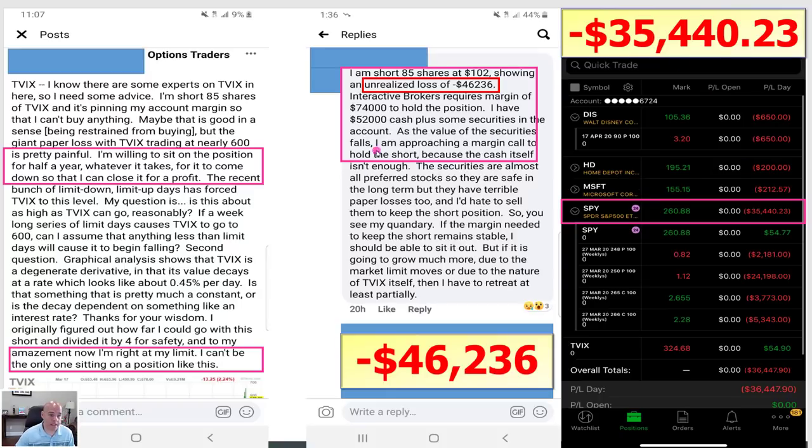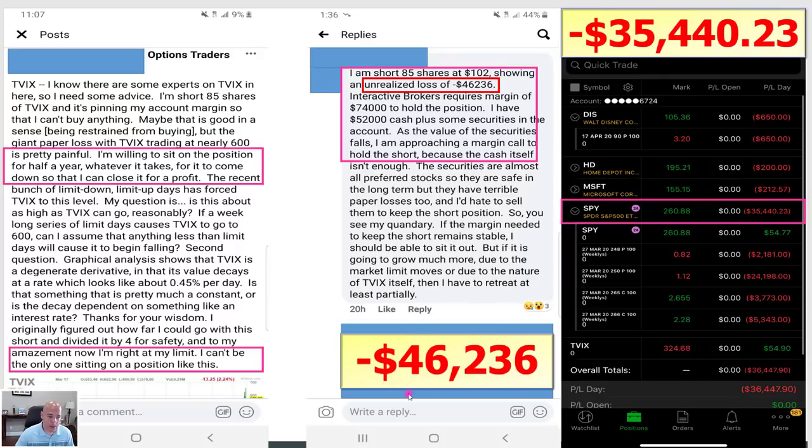Now, on the left-hand side, it's the same person, but this person shorted TVIX at 102. I don't know because I haven't checked this very moment, but yesterday TVIX was over $300. And this person was short at 102. It was as bad as 600 and some bucks.